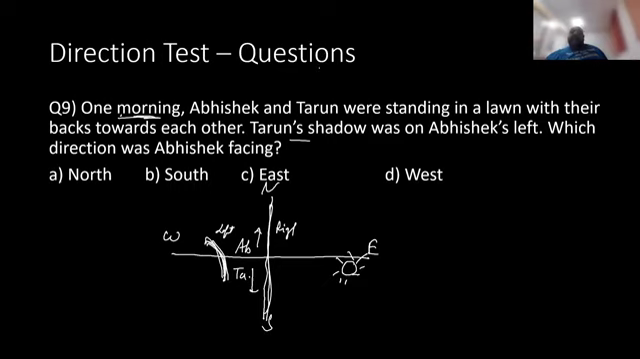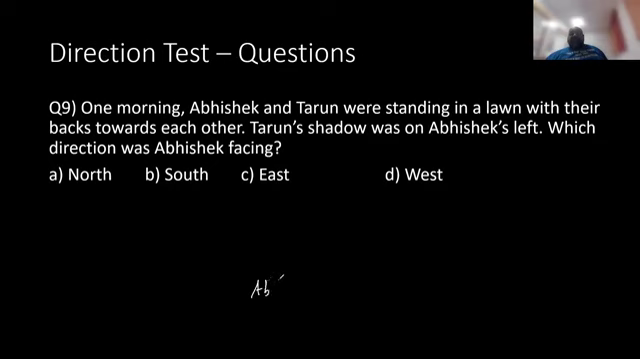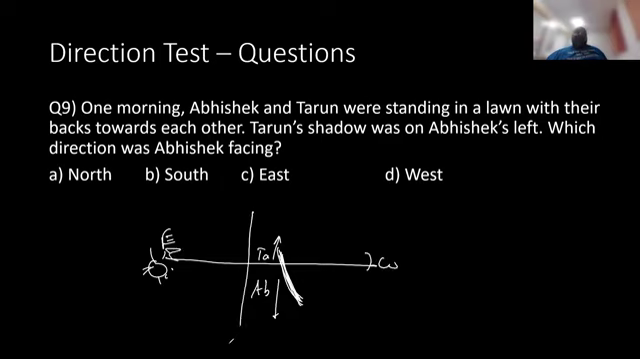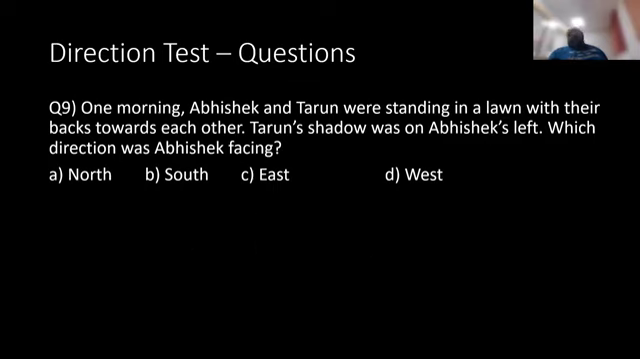Now, suppose I end up drawing this in the opposite direction. I say Abhishek facing here, Tarun facing here. Tarun's shadow is on Abhishek's left. As you can see, Abhishek's left would be on this side now. So Tarun's shadow falls like this on Abhishek's left, which means the sun is on the opposite side. In the morning, the sun is in the east, which means this is west, and this would be north, this would be south. As you can see, Abhishek faces north. So the answer to this question would be north.